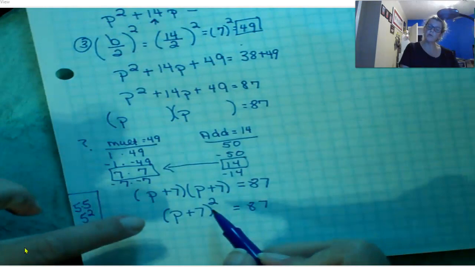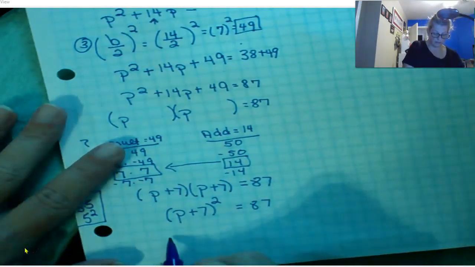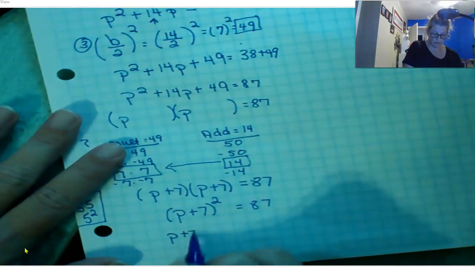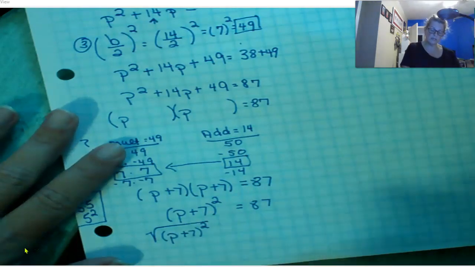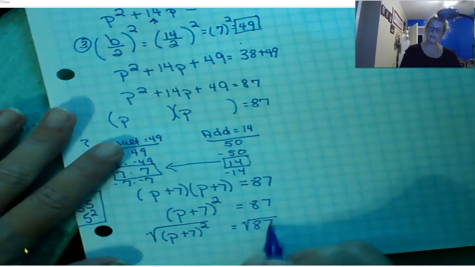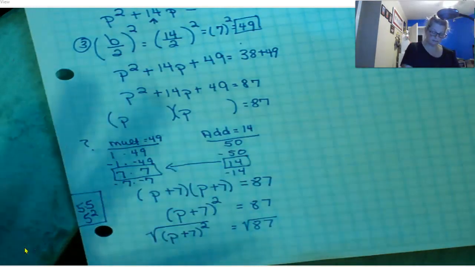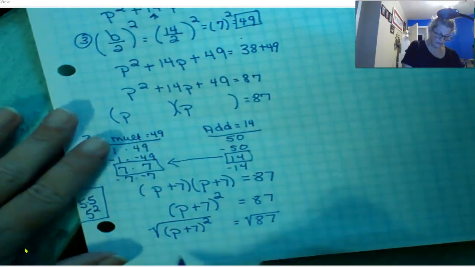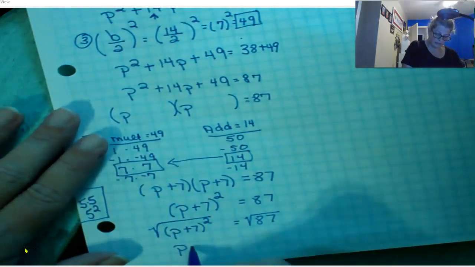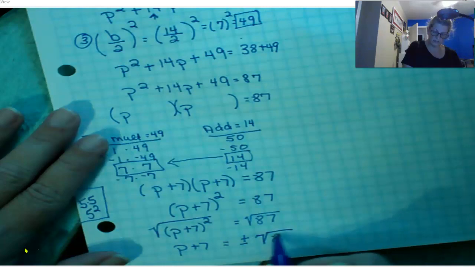Now to get rid of that quantity squared, I take the square root. So I'm going to have p plus 7 quantity squared. I've got to take the square root. And remember, to keep our equations balanced, we have to do the same thing over here, 87. And a square root is a plus or a minus of the same thing. So we have p plus 7 is equal to plus or minus the square root of 87.